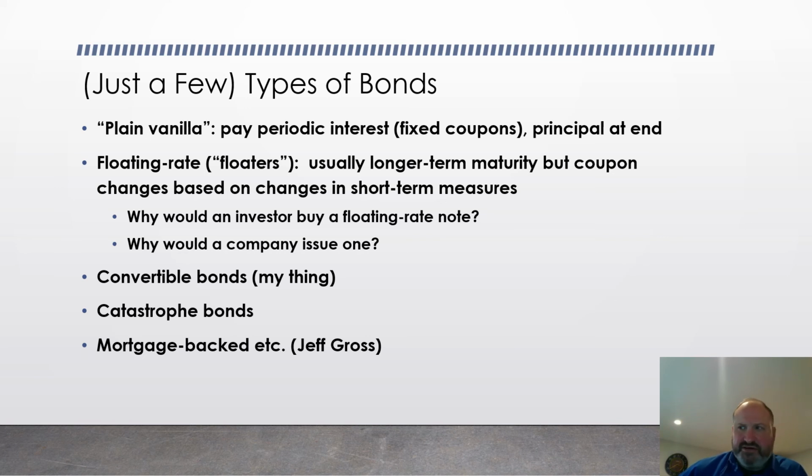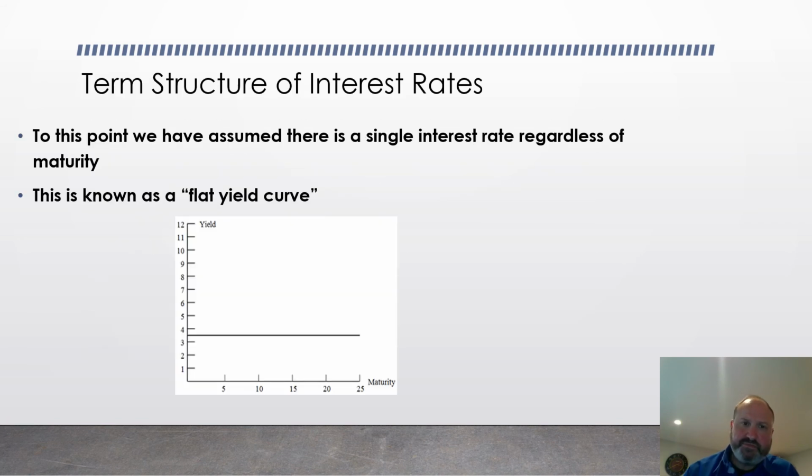Mortgage-backed, Jeff talked about a bunch of these, about this market the other day. So these can be bonds where you don't know when you're going to get paid back the principal. You're going to get paid back based on when people who have mortgages pay off their mortgages. Okay, so that's a different kind of bond. But we're really going to focus on these plain vanilla bonds issued by either governments or corporations, really focusing on corporations in this class, that pay periodic interest twice a year in the States and principal at the end.